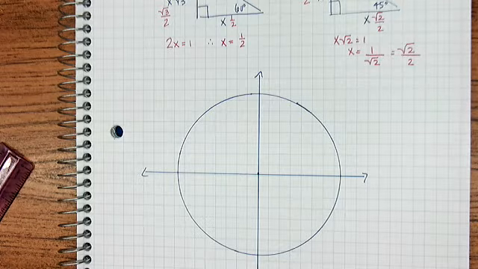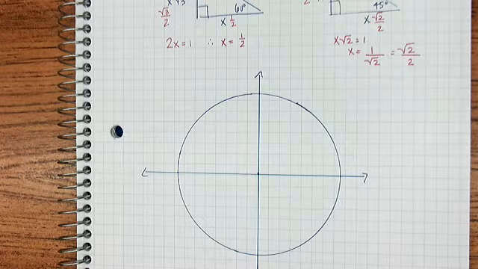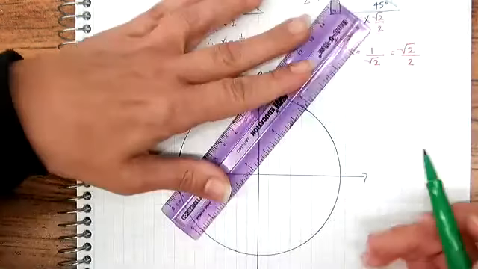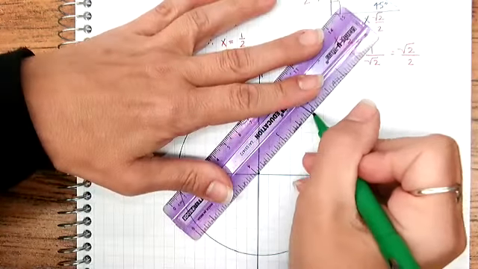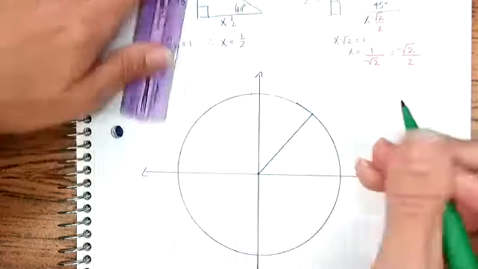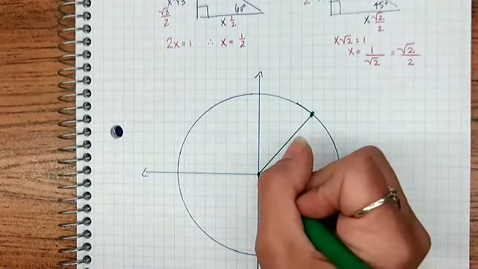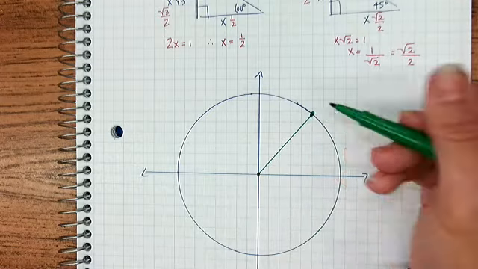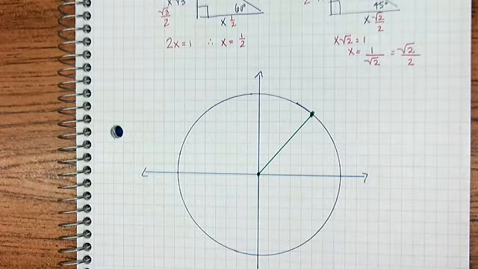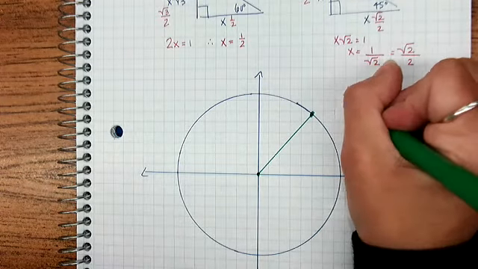This is my unit circle. What's a unit circle? A unit circle has a radius of 1. By definition, the radius is 1. So I'm going to draw in some radius. How about here? From center of the circle to the edge of the circle, that's a radius, and I'm telling you that it's 1.